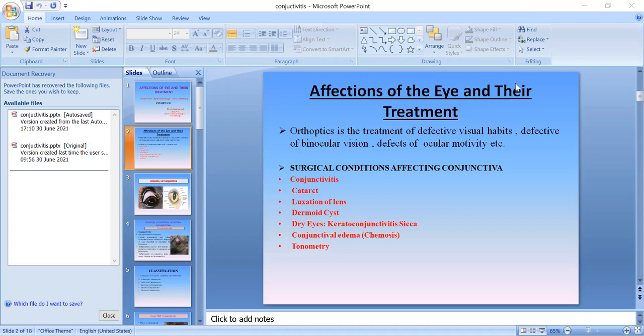Today I'm going to discuss affections of the conjunctiva. First of all, you should know the conjunctiva is a very important part of the eye. During diagnosis of some diseases, the conjunctiva plays an important role. Like if there is jaundice, then the color of the conjunctiva is yellow or pale yellow. If there is an anemic patient, then you can see it through the conjunctiva.